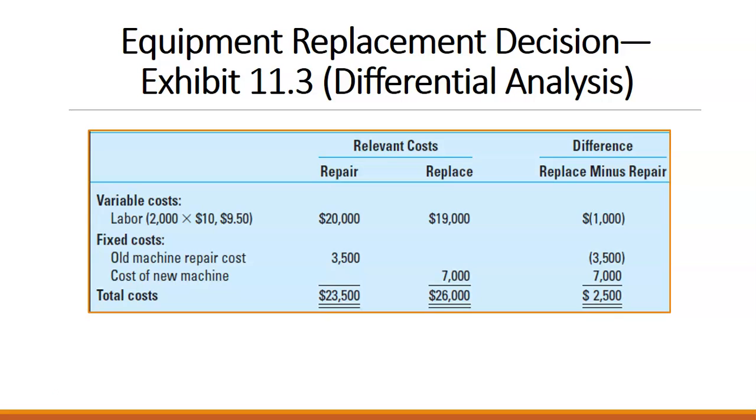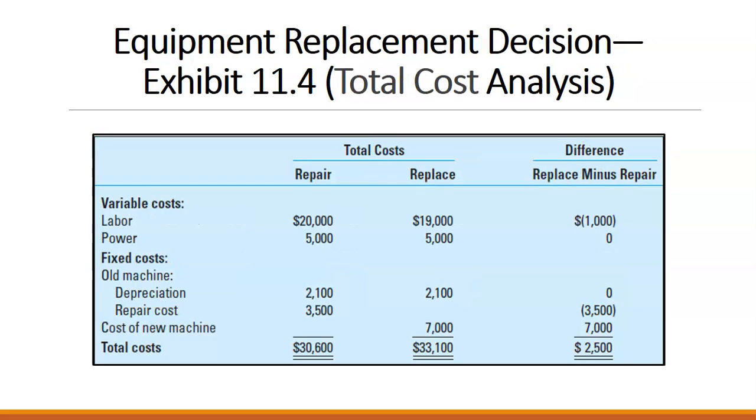If we look at the labor costs, if we repair the machine, our 2,000 hours will cost $10 per hour. If we replace it, we're going to save 50 cents per hour. That's a savings of $1,000 in the replace minus repair option. Our fixed costs are $3,500 to repair the machine or $7,000 to buy a new machine. So the difference between the two options is $2,500. So we want to decide if we want to replace that machine.